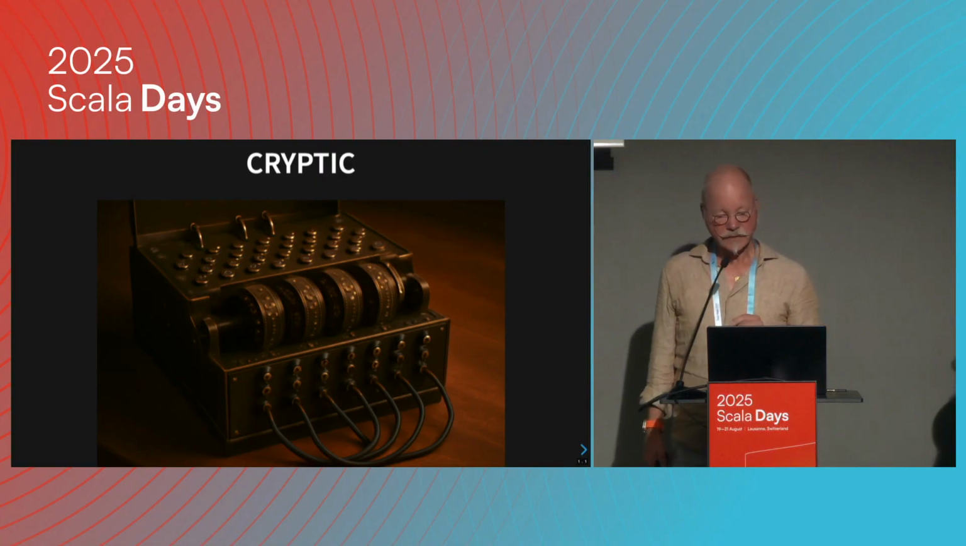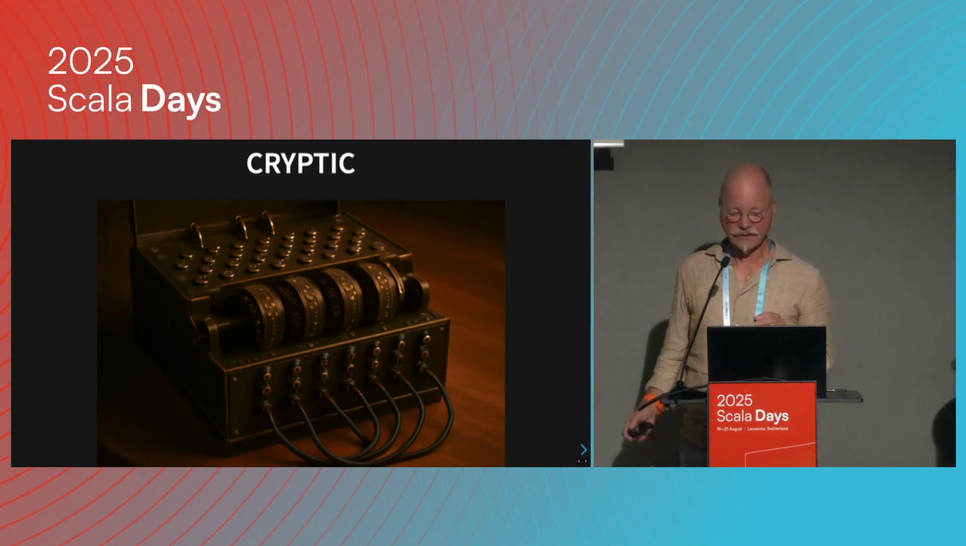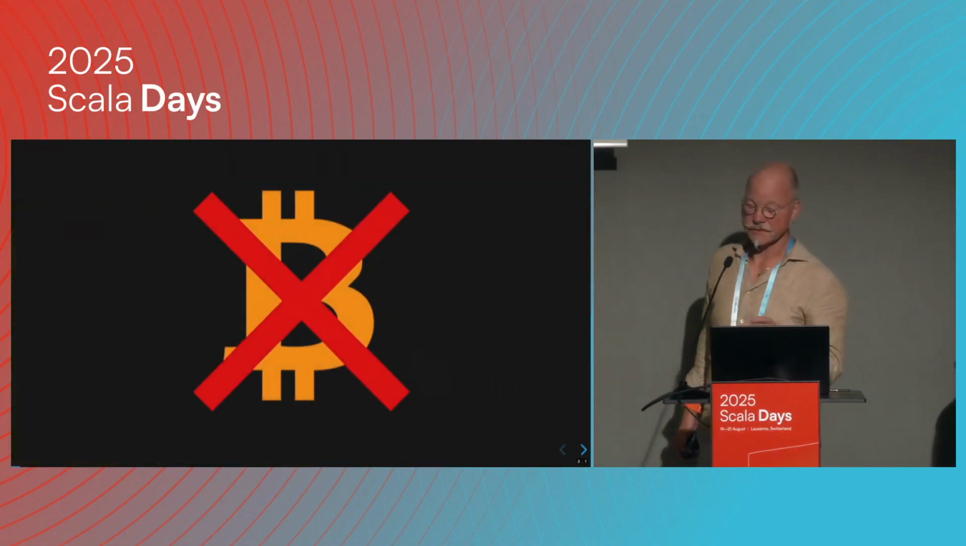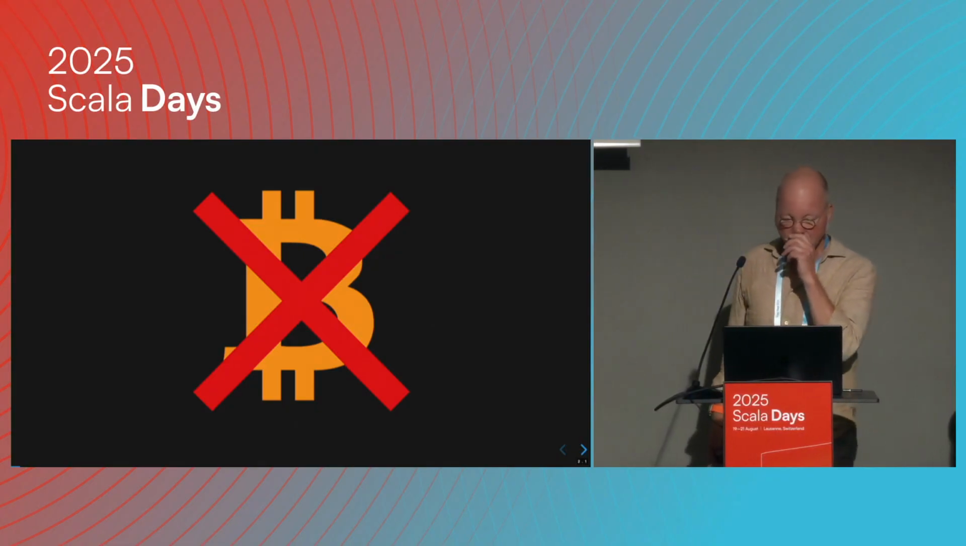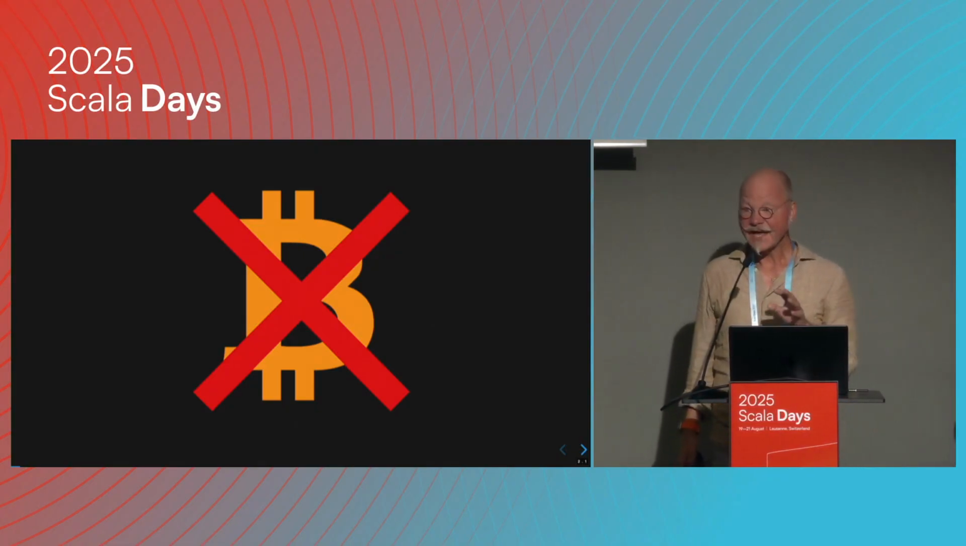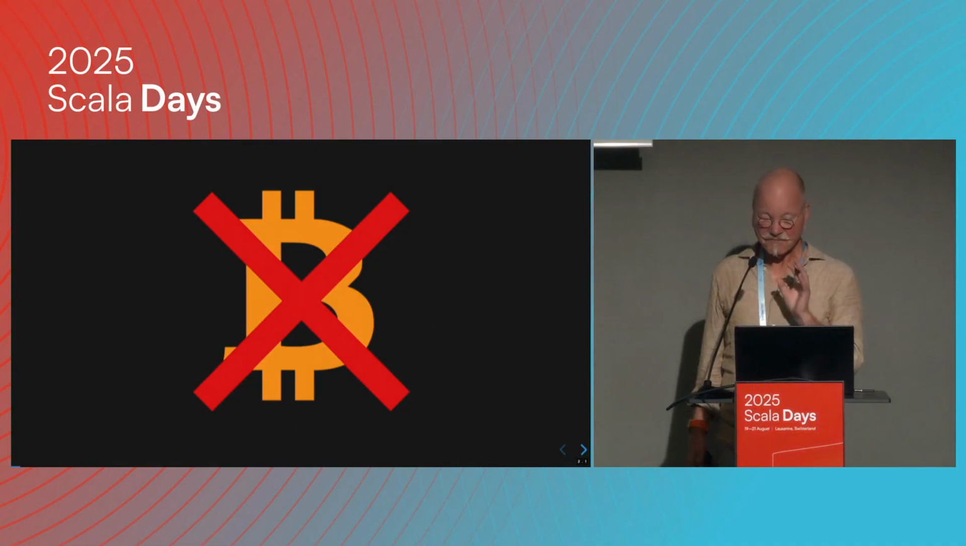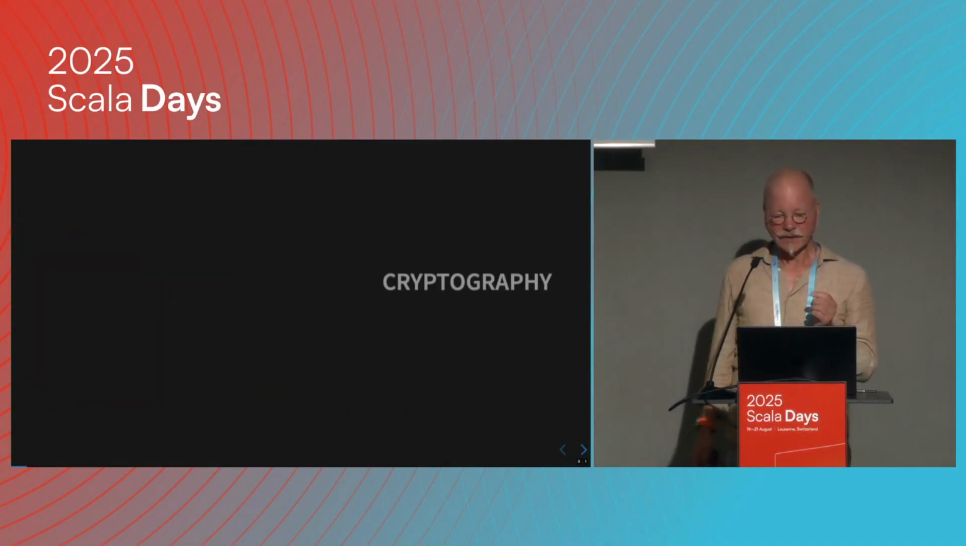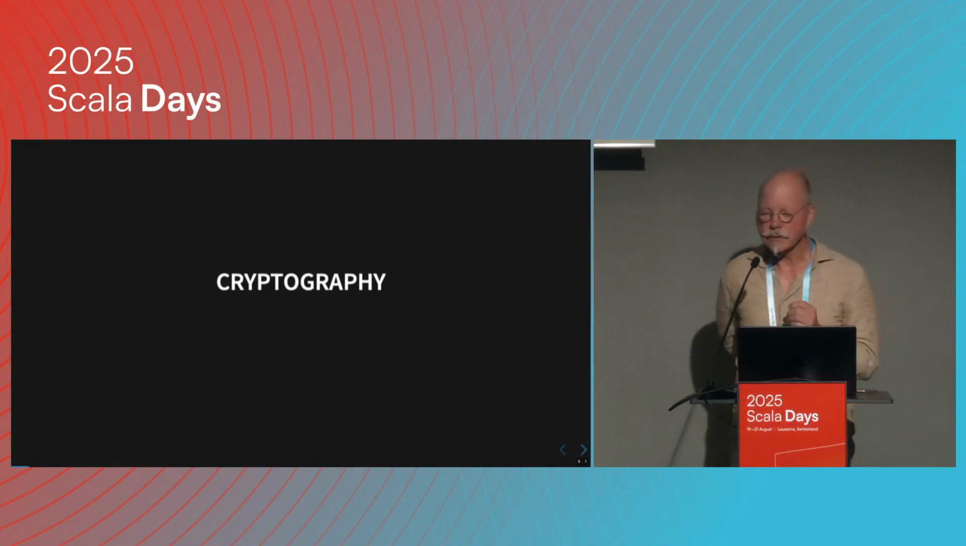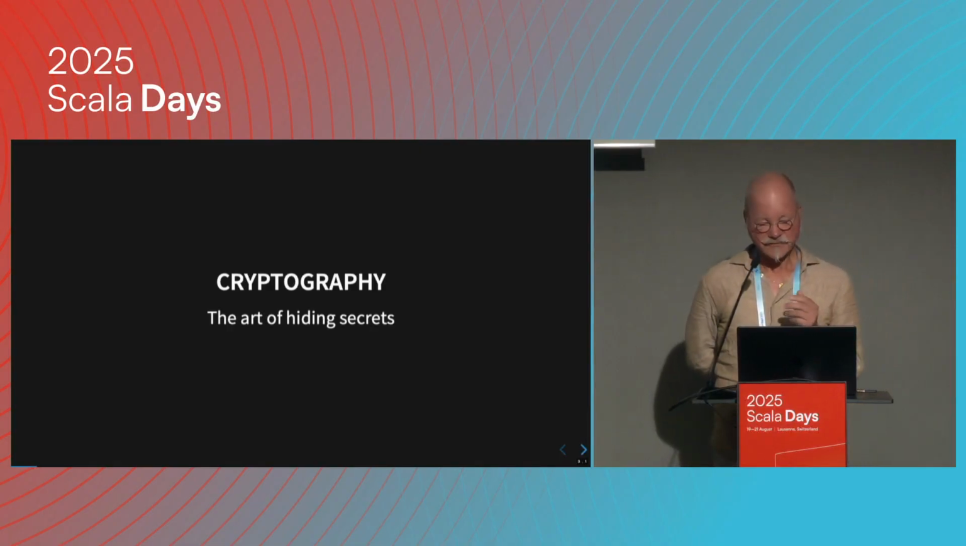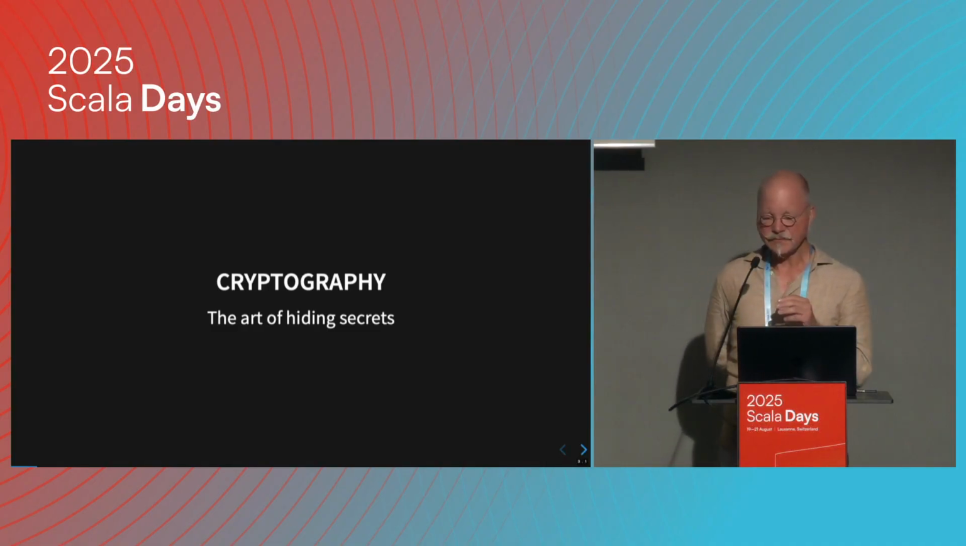First, a little warning. This is not a talk about Bitcoin or other cryptocurrencies. If that's the only thing you're interested in, you will be disappointed. So what are we going to talk about? We're going to talk about cryptography, the art of hiding secrets. So we will show you how it can easily be used in Scala with the Cryptic library.